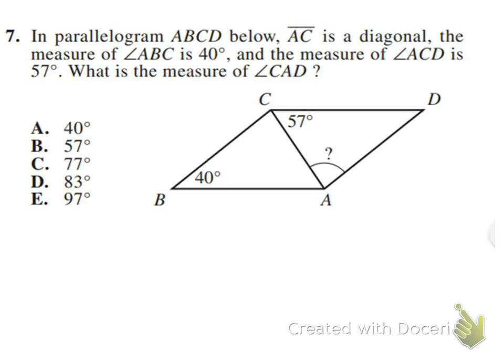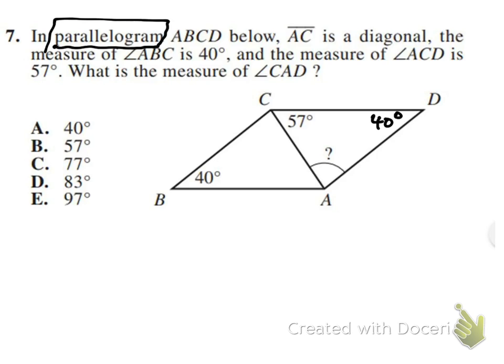All right, next question. Geometry question, right? Parallelogram ABCD below. AC is a diagonal. The measure of ABC is 40 degrees, and the measure of ACD is 57 degrees, as labeled there. What is the measure of CAD? Now, quickly, we've got to know the properties of a parallelogram. A parallelogram has opposite angles congruent, opposite sides congruent. Opposite sides are parallel. The diagonals bisect each other. That's a lot of it. Alternate interior angles are going to be equal. But the thing that we need to know to solve this one is that the opposite angles are congruent.